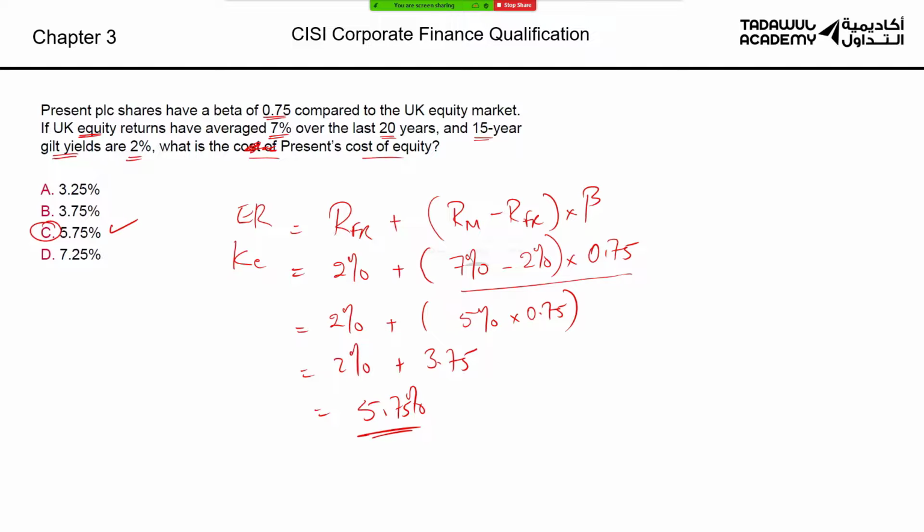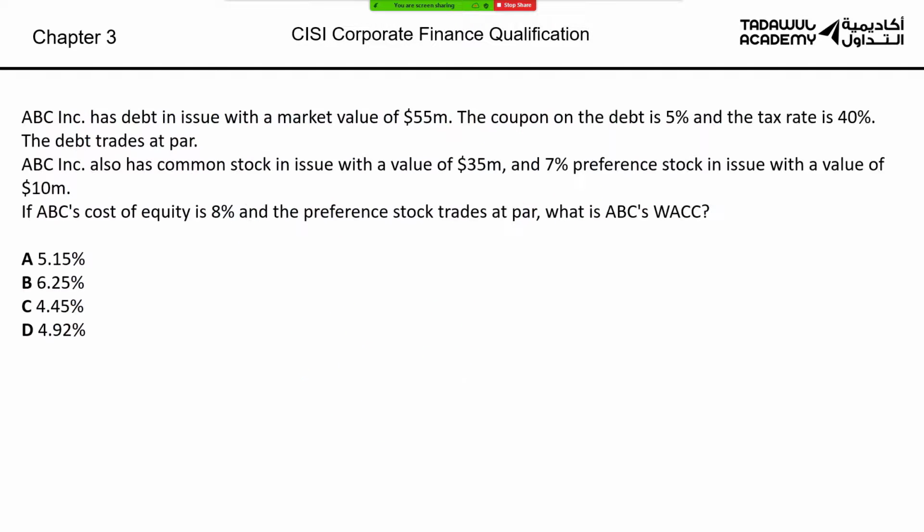So now that we know how to calculate the cost of debt and the cost of equity, let's take a final question here. Let's calculate this quickly. I'm going to give you 2 minutes to calculate it. ABC Incorporated has debt in issue with a market value of 55 million. The coupon on the debt is 5% and the tax rate is 40%. The debt trades at par.